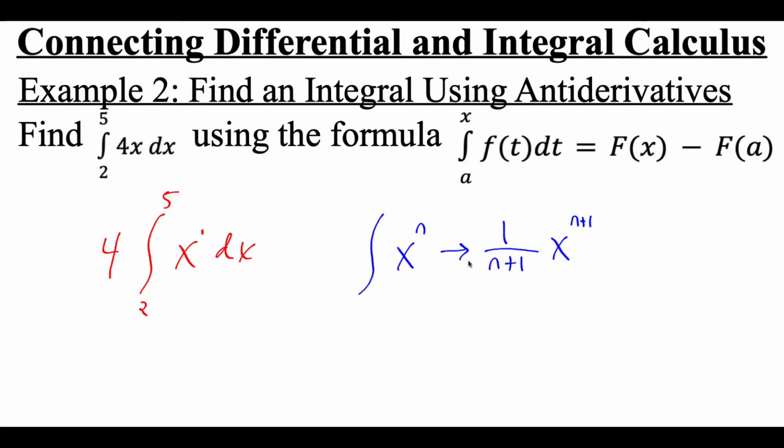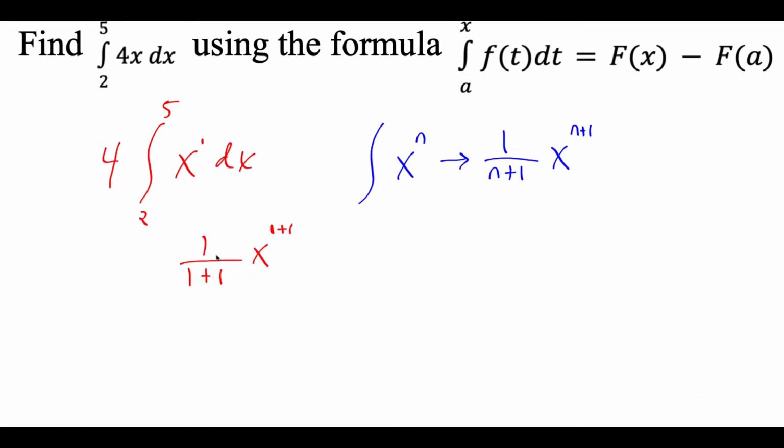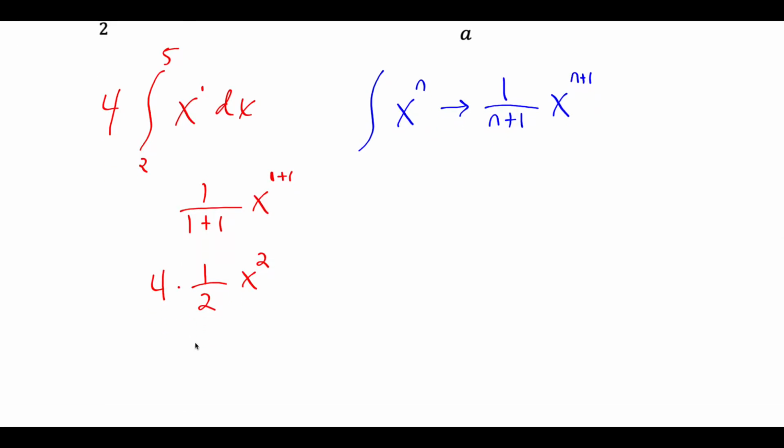So when I do that antiderivative, the first thing I want to do is 1 over the power that we started with, which is just 1, but I'm going to add 1 to that, and then I take my x, I leave the power on there, but then I add 1 to that power. So if we work on simplifying this down, this fraction is really going to turn into 1/2, and then if I add 1 to that power, that turns into x squared. Now I still have my 4 multiplier out in front, so now if I take 4 times that 1/2, then I really get 2x squared.